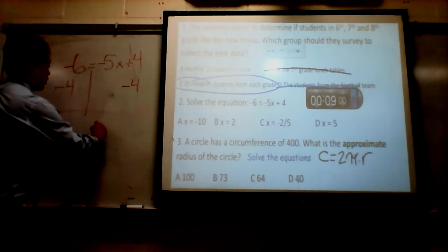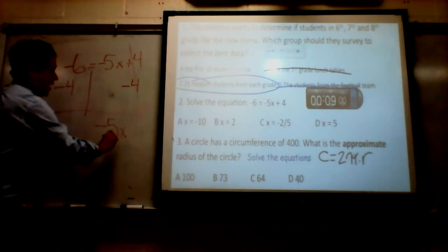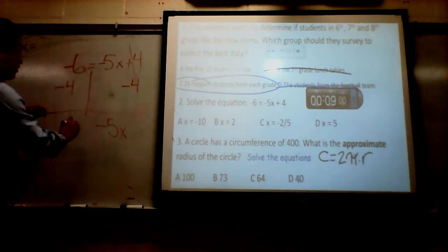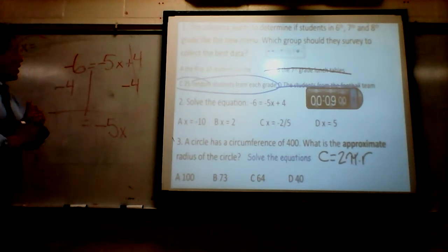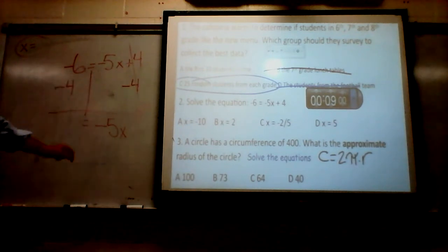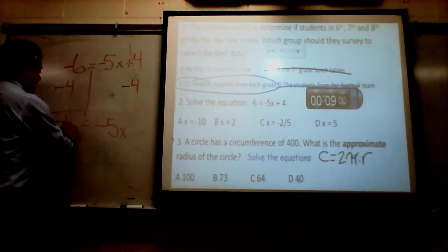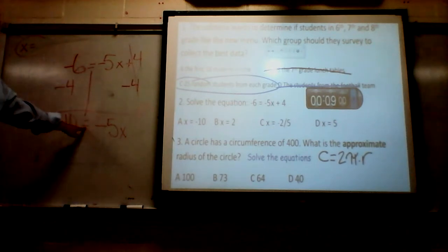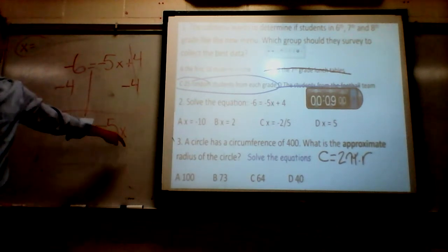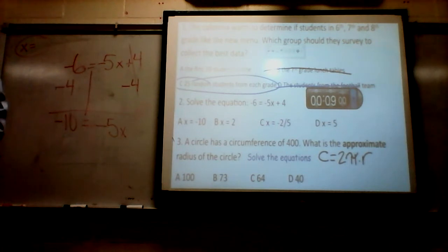On this side of our equation, we have -5x. On the other side of our equation, we have -6 minus 4. On your calculator, you need to type in -6 minus 4. Don't try to guess at this. Do not try to do this in your head. Use your calculator. So you should have -10 is the same as -5x, or -5 times x.